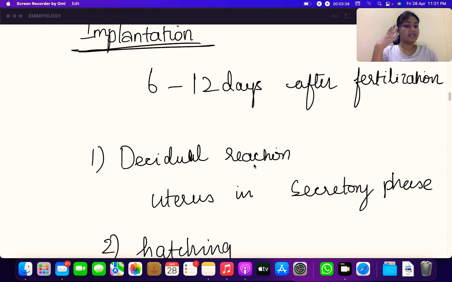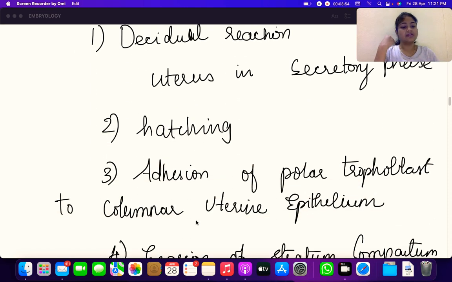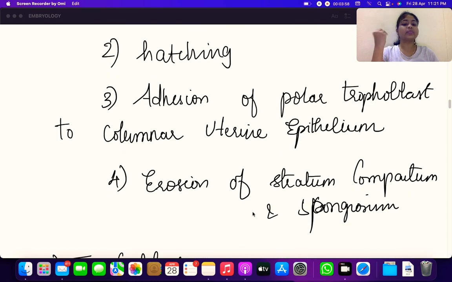The event happening in the uterus is the decidual reaction. Normally after ovulation, what will happen? The uterus will be in the secretory phase. But in pregnancy, because of exaggerated production of HCG and progesterone, the secretory changes are exaggerated. Hatching happens. The trophoblasts get adherent to the uterine epithelium.